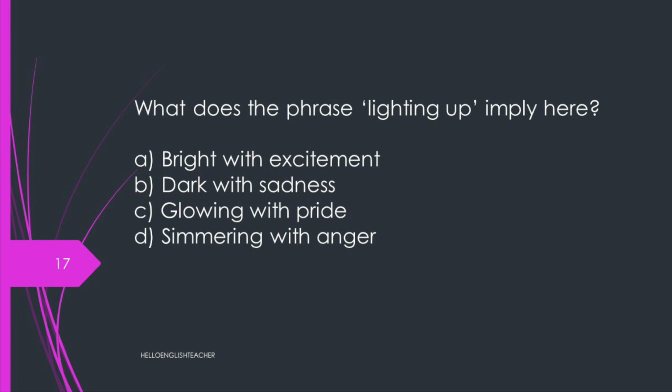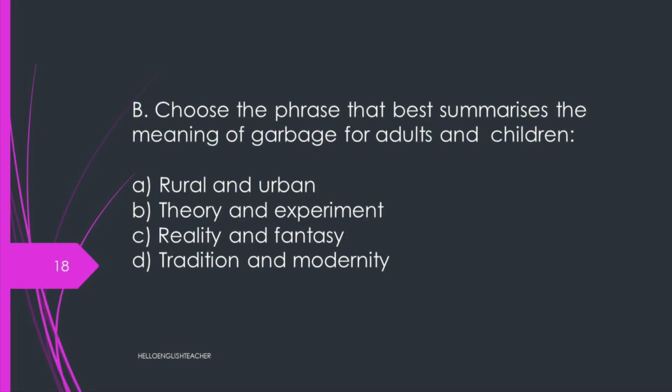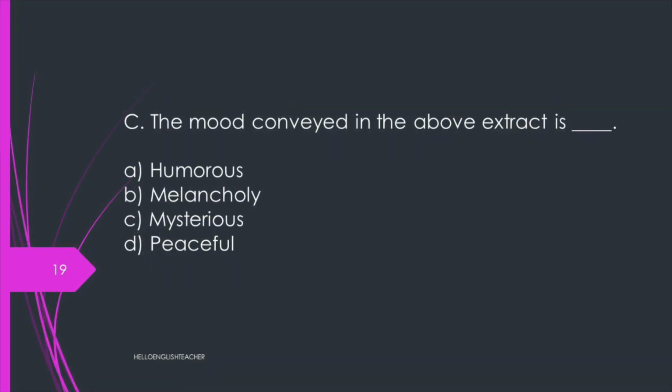So, the question, what does the phrase lighting up imply here? Bright with excitement, dark with sadness, glowing with pride, simmering with anger. So, here the answer is A, bright with excitement. Choose the phrase that best summarizes the meaning of garbage for adults and children. Rural and urban, theory and experiment, reality and fantasy, tradition and modernity. So the answer here is reality and fantasy. Because for the adults it's a means of survival and for children it's a means of wonder.